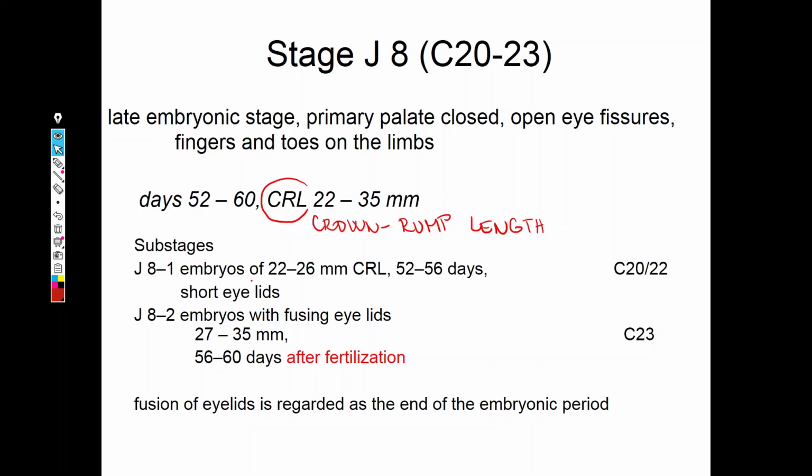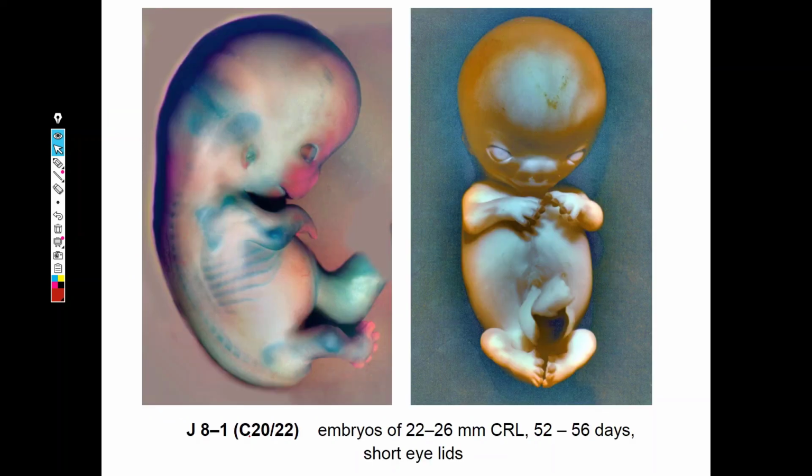First we have an embryo with short eyelids, and then we have an embryo with fusing eyelids. You should know that eyelids are fused in the fetal stage. So we are at the end of the embryonic period. Here the eyes are still open. Right here you can see that they're not covered by lids, and that's normal because the lids are just growing and will fuse together.